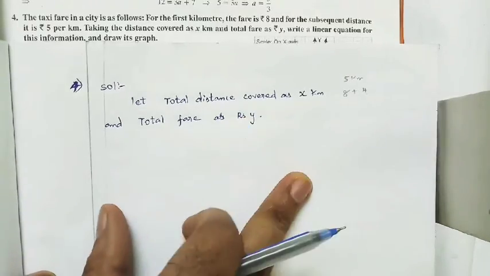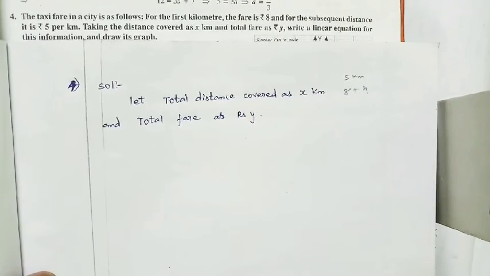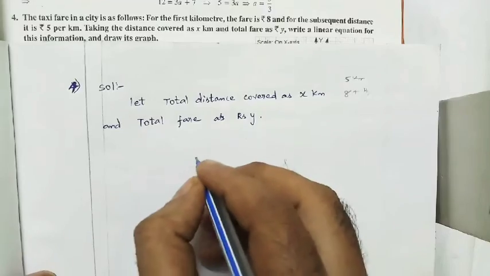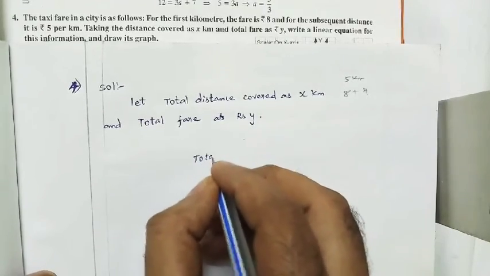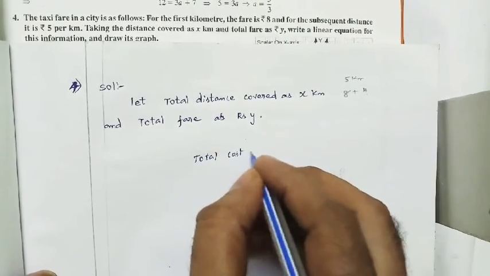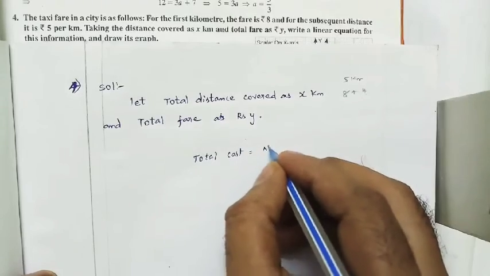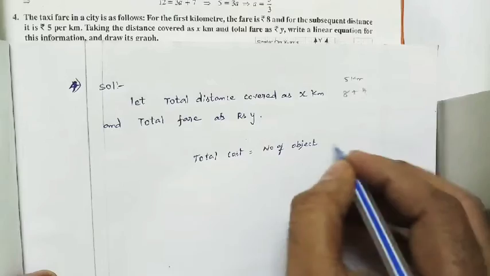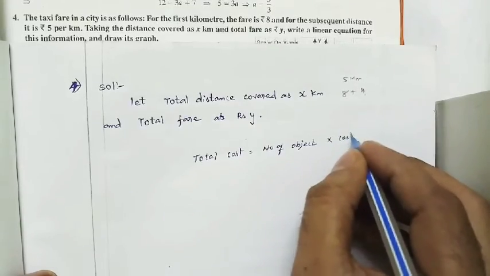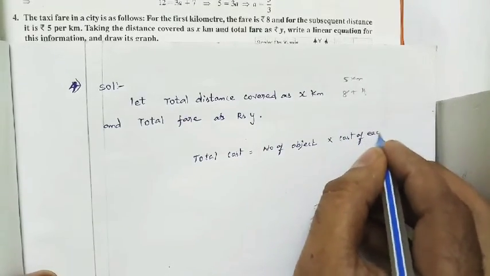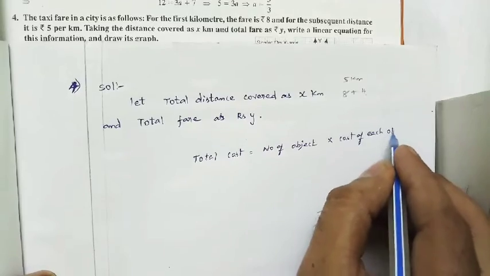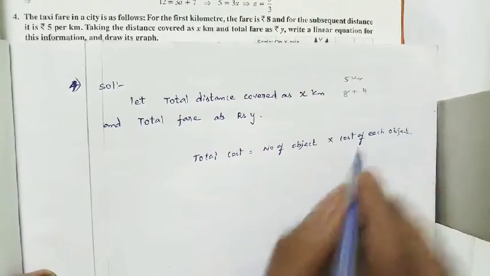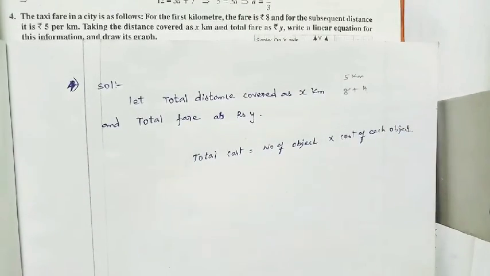Before forming the equation, we want to know some basics, that is total cost. Total cost is equal to number of objects into cost of each object. We want to know this formula. If you know this formula, then only can we easily find the total cost.